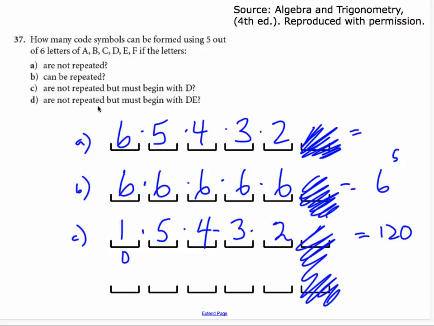In the last one, again not repeated, but they have to be in with a D and an E. Okay, so this has to be a D and this has to be an E. So I only have one way of doing that. If they can't be repeated, then I'd only have 4 letters left. And then again, if I can't repeat this one, I'd only have 3, and then the last slot 2. So there'd be 24 different code symbols if I couldn't repeat and I had to start with a D and an E. Okay, hopefully that gives you a little bit of help with working out those kinds of permutation questions.